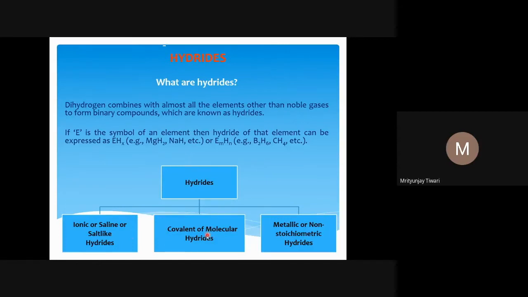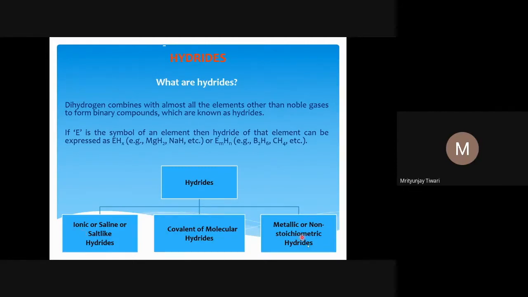And now the covalent or molecular hydrides, another form. Covalent hydrides are compounds where the bond between hydrogen and another element is a covalent bond. In ionic hydrides, the bond between the hydrogen and the metal is an ionic bond, which means the metal's electron is transferred to the hydrogen, so hydrogen exists as the H minus ion.